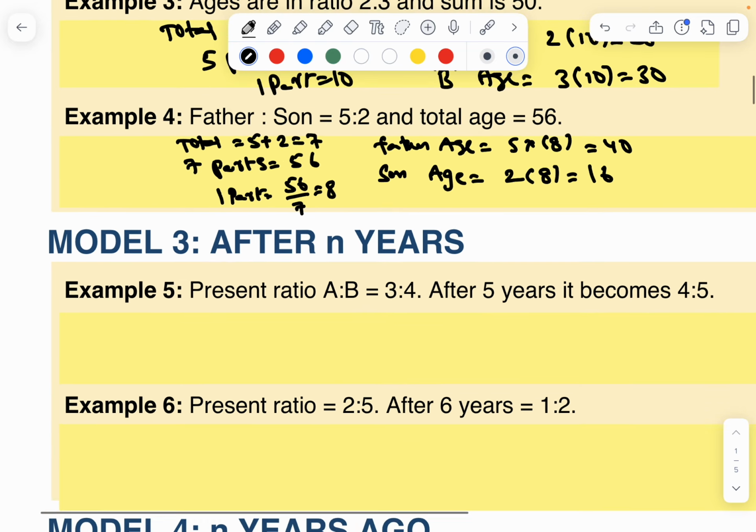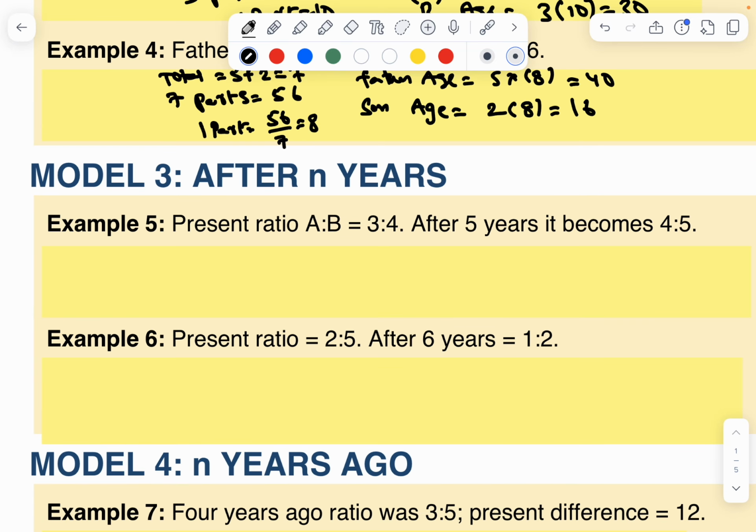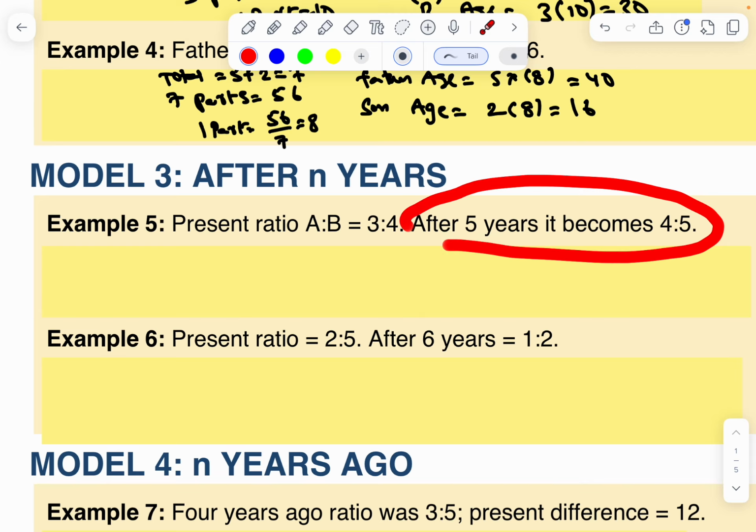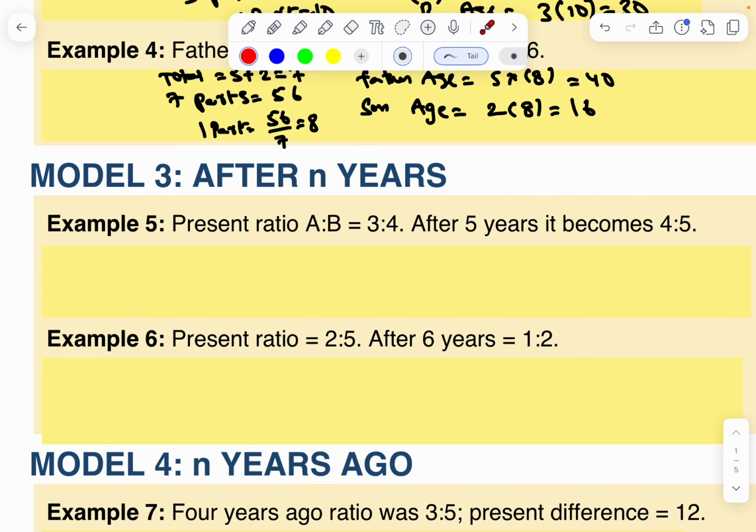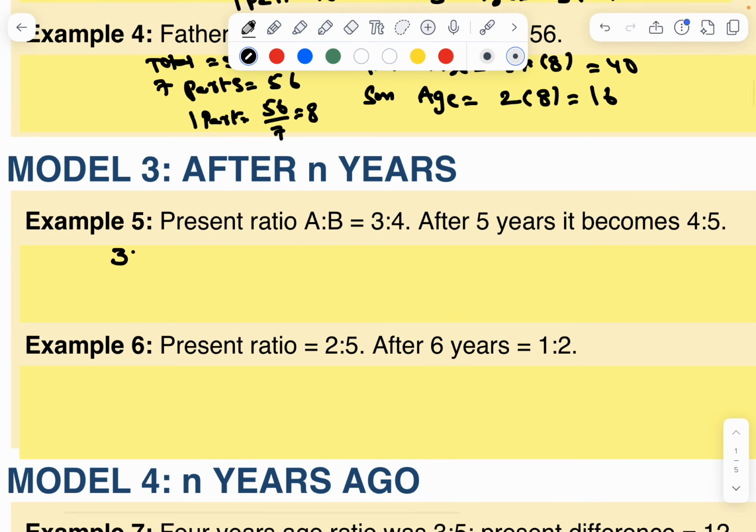Next question. After n years model. The present ratio of A to B is 3:4. After 5 years, it becomes 4:5. Simple technique. Here, take 3x and 4x. After 5 years they are asking, and after means plus 5. So (3x plus 5) by (4x plus 5) is equal to the given ratio, 4 by 5.